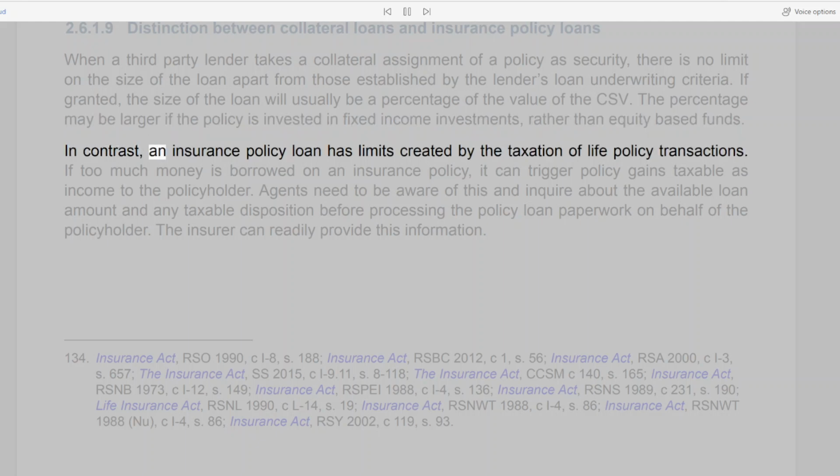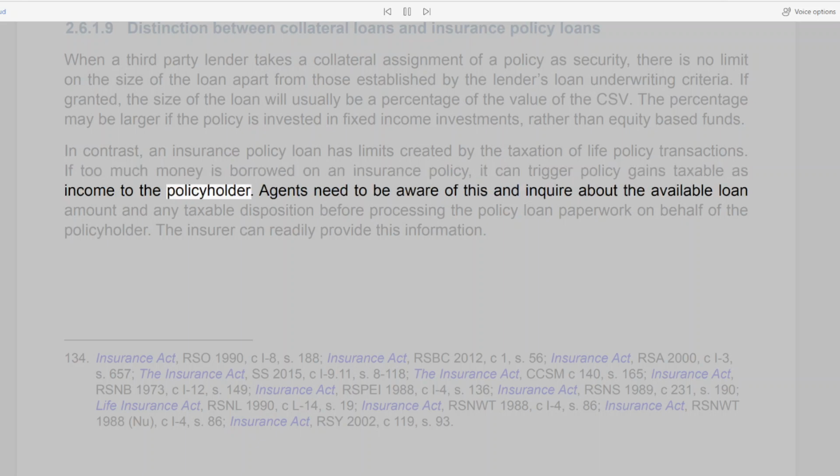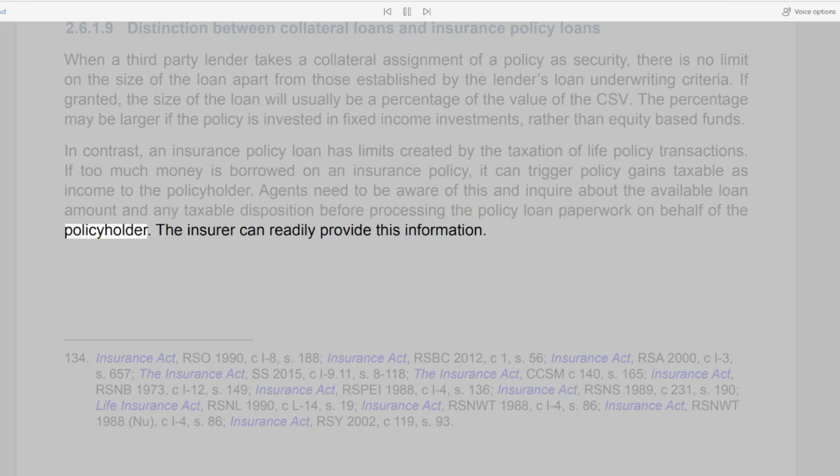In contrast, an insurance policy loan has limits created by the taxation of life policy transactions. If too much money is borrowed on an insurance policy, it can trigger policy gains taxable as income to the policyholder. Agents need to be aware of this and inquire about the available loan amount and any taxable disposition before processing the policy loan paperwork on behalf of the policyholder. The insurer can readily provide this information.